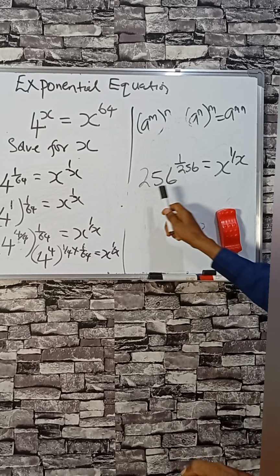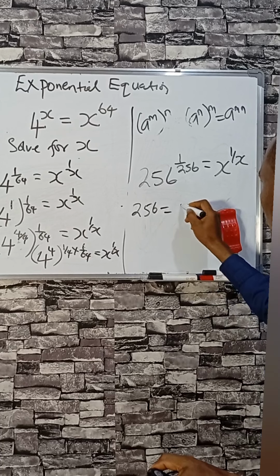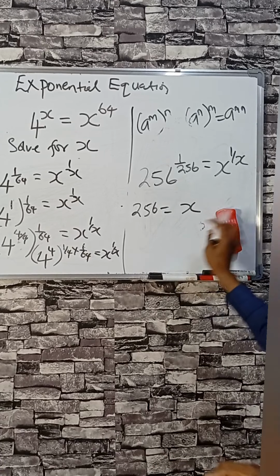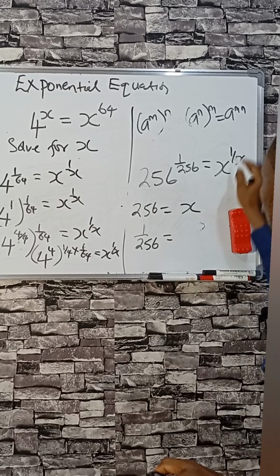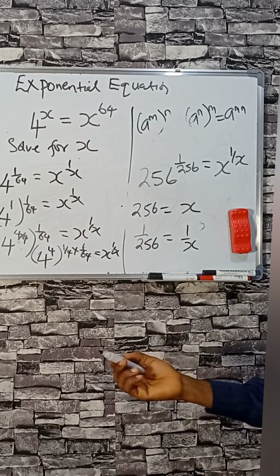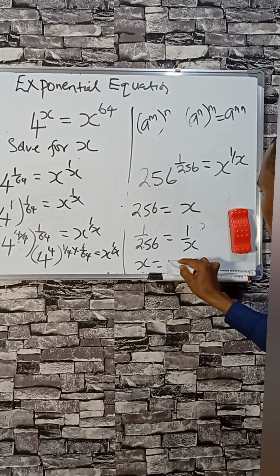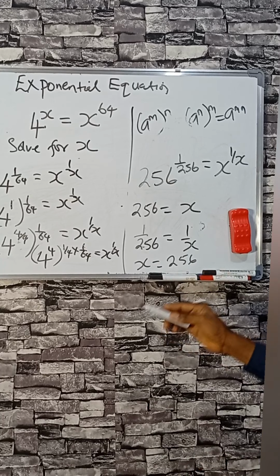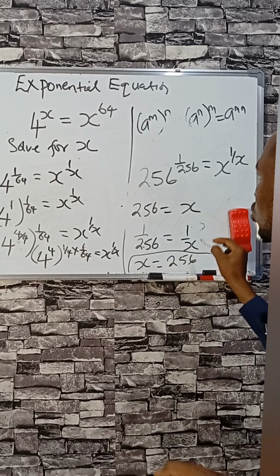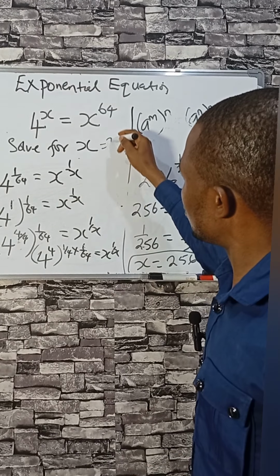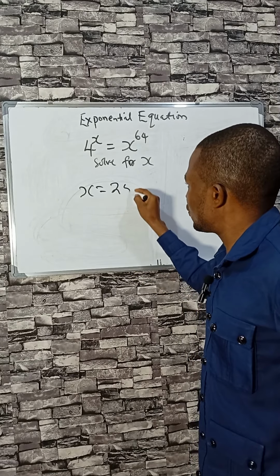So if we compare, it means that this is equal to this. It means 256 equals x, the first one. And it also means that their powers, 1 over 256, is equal to 1 over x. From here, this time this will give you x, and this time this gives you 256. So whether you're comparing the base or the powers, you still have x as 256. So here our x is 256. We've gotten x to be equal to 256.